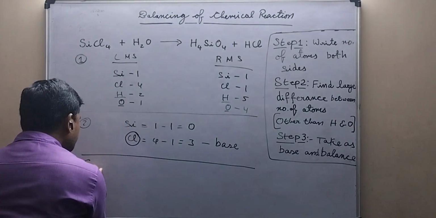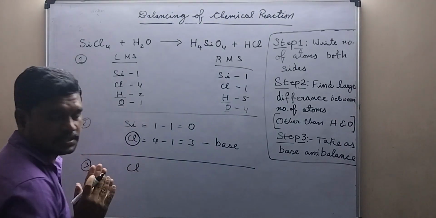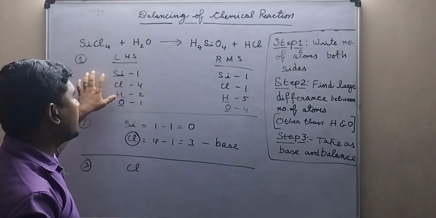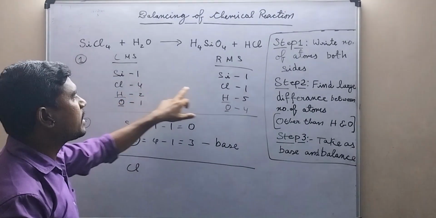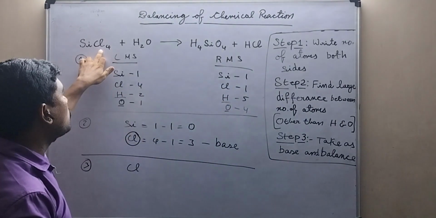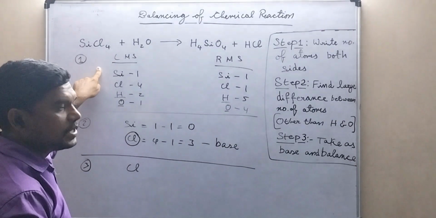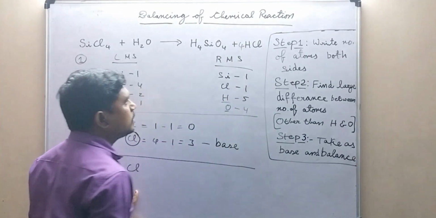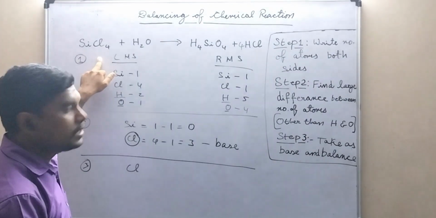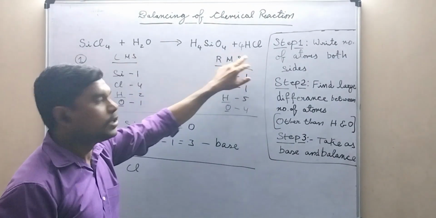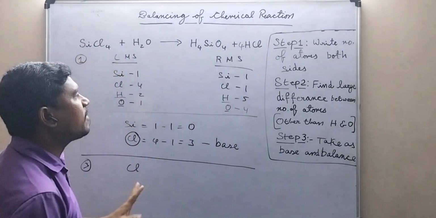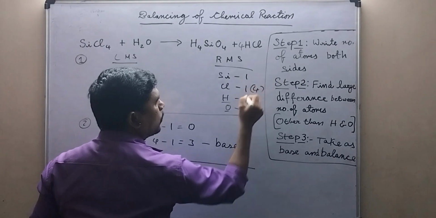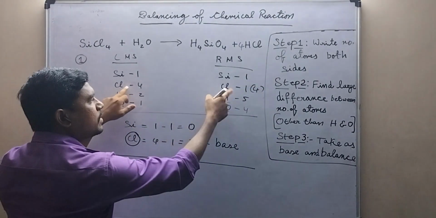Step number 3. Chlorine is our base atom. Now how many atoms on left hand side? 4, and right hand side 1. So to balance the number of chlorines, I have to add 4 on right hand side. Here we have the maximum number and here the number is less. After adding 4 there, now the chlorines are balanced.